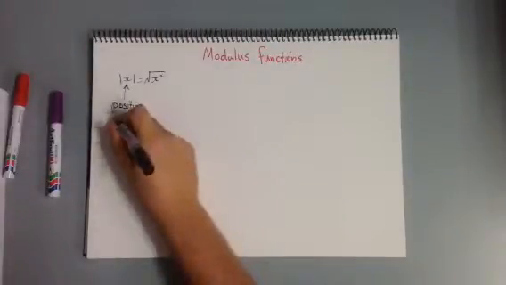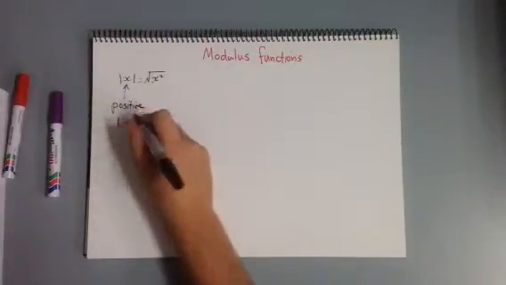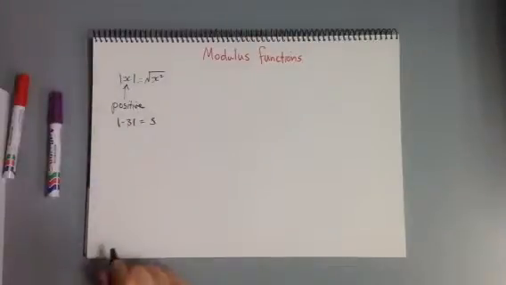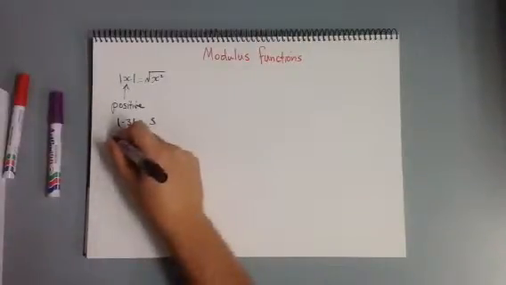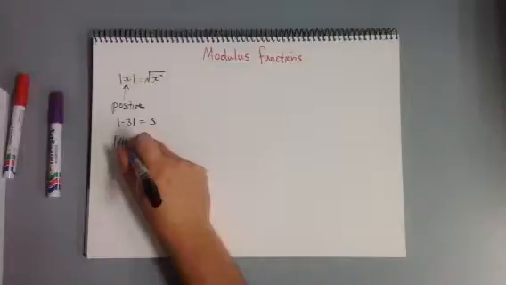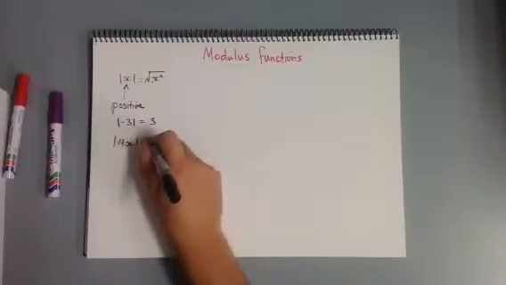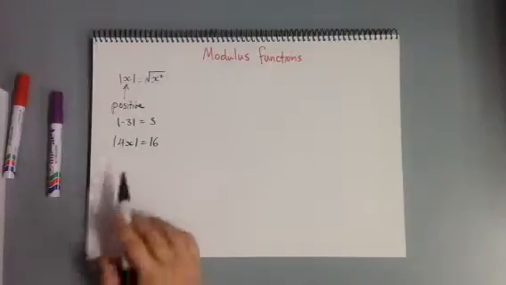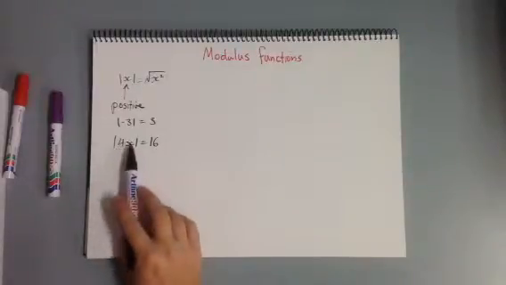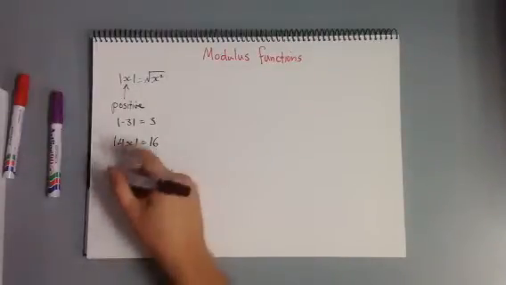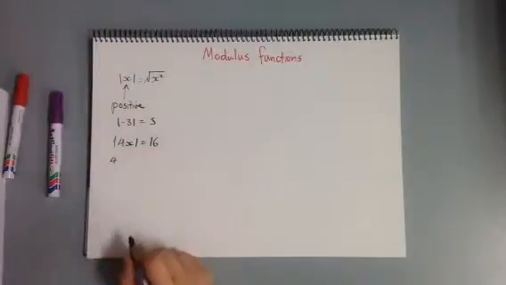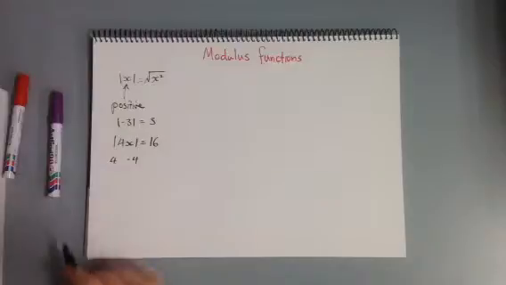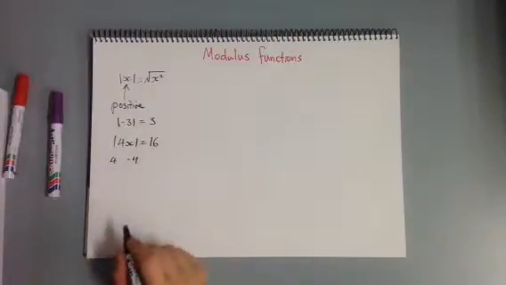So for example, the modulus of -3 equals positive 3. If we were looking at something like the modulus of 4x being equal to 16, well then we could obviously see that our x value has to be 4, but it doesn't just have to be positive 4, it can also be -4, because the modulus signs will make it positive.